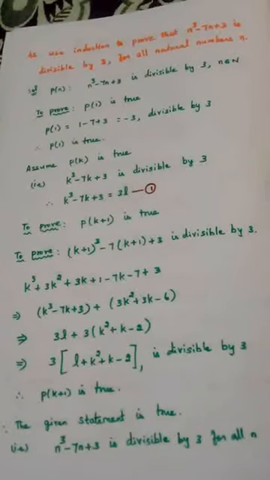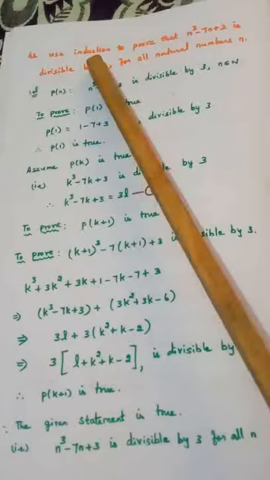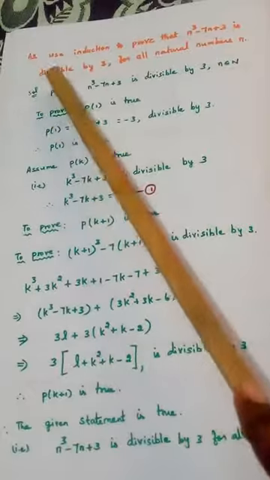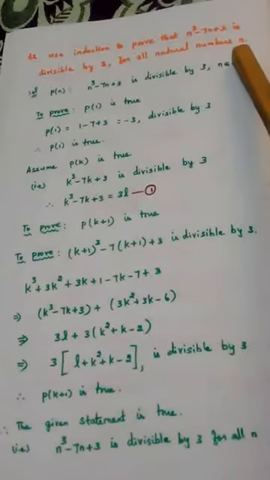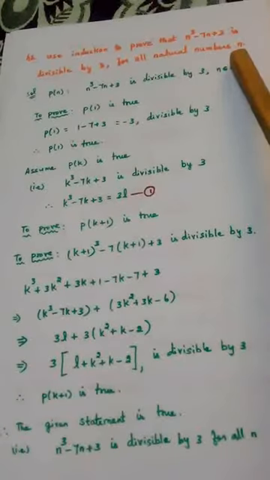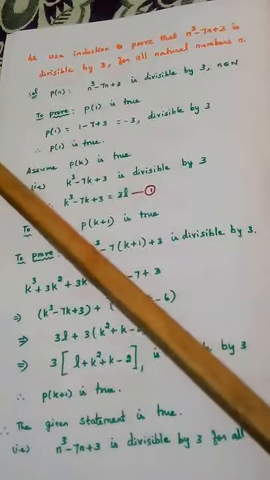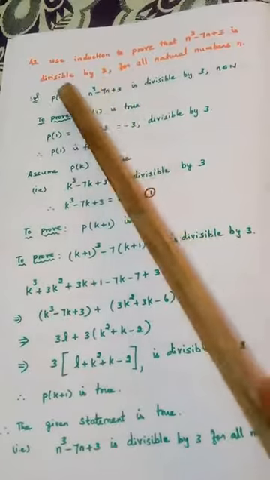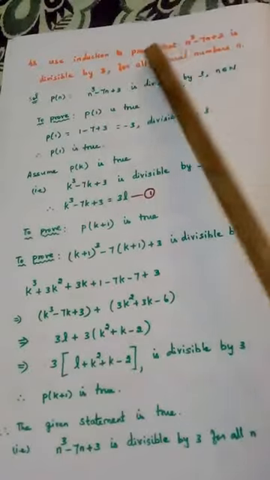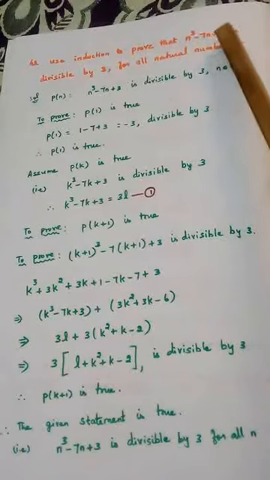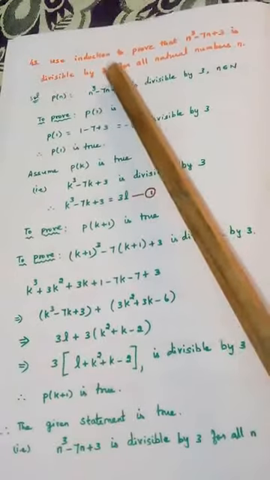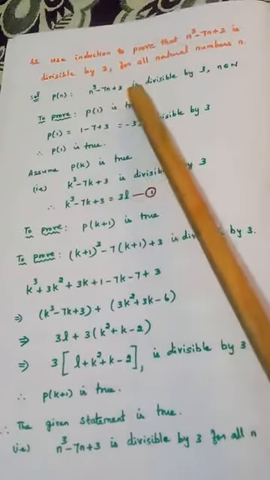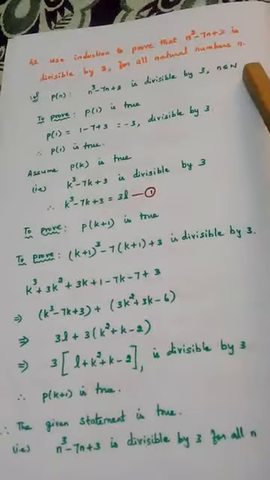Question number 43. Use induction. Induction means mathematical induction. Use induction to prove that n cubed minus 7n plus 3 is divisible by 3 for all natural numbers n. If you see, this is a slightly different problem compared to previous problems. So this is the result that we are going to prove using mathematical induction. So that we are taking as P of n: n cubed minus 7n plus 3 is divisible by 3, where n belongs to natural numbers.